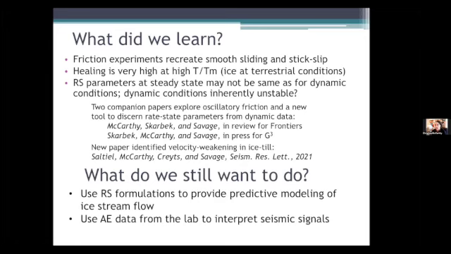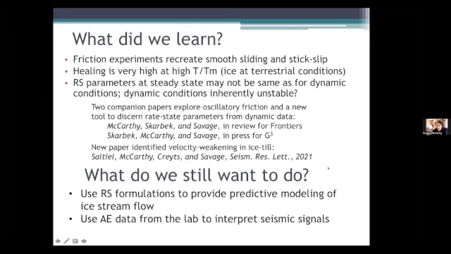And interestingly, the rate state parameters that we learn from a single steady state velocity step might not be the same as the dynamic conditions. There are two companion papers that discuss that. They're both out now, both 2022. And also Seth's paper, identifying velocity weakening, is out in 2021.